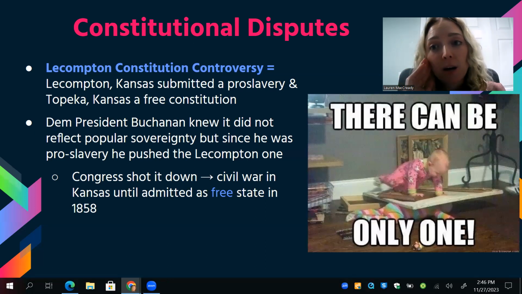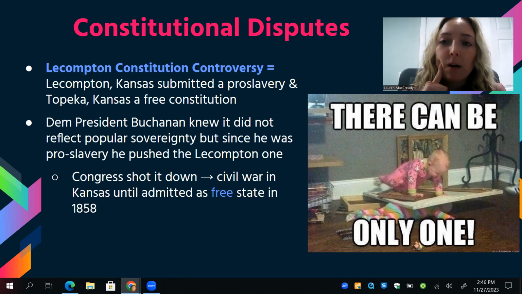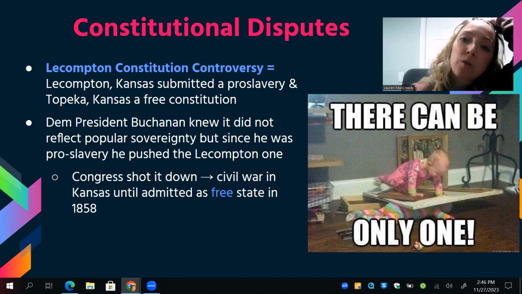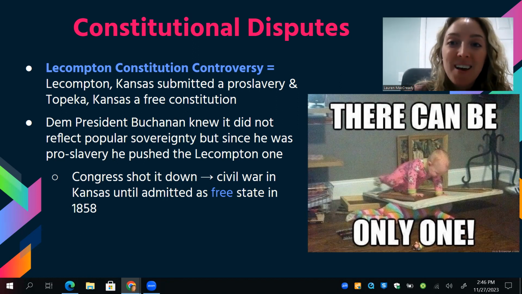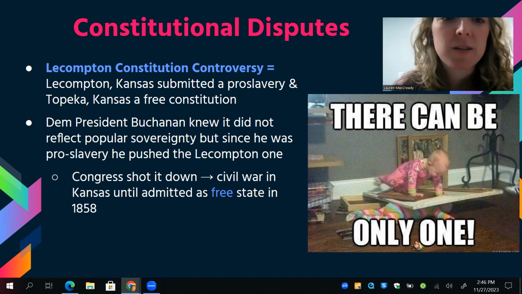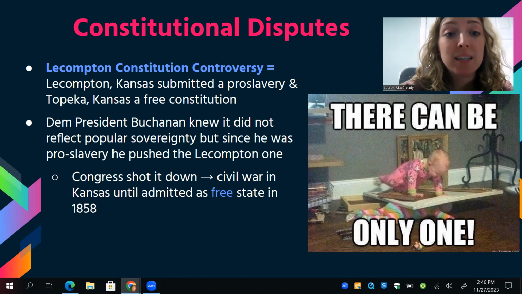Congress immediately shuts it down because that is definitely not based on popular sovereignty. That was based on a biased president who selected the state constitution that he personally supported. So we're seeing that extremism again on the part of politicians. But Kansas is still in a full-on civil war until the popular sovereignty vote is had and it's annexed as a free state in 1858.